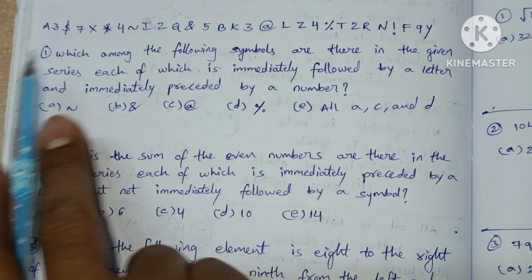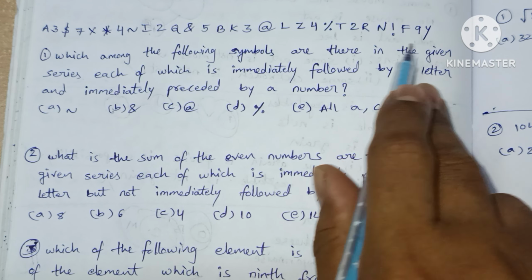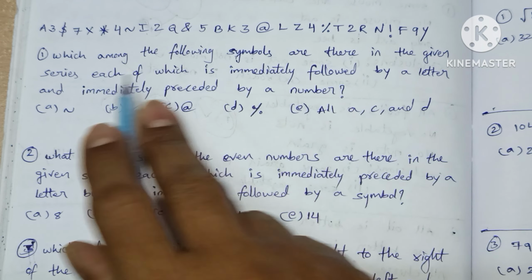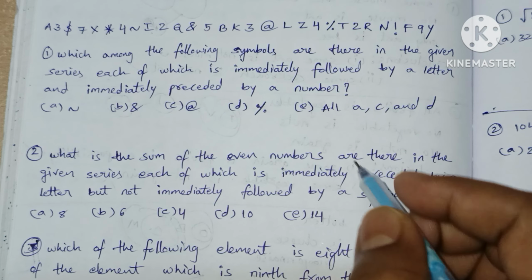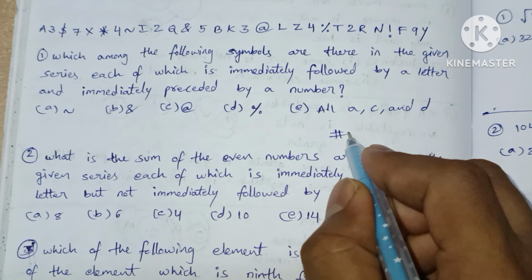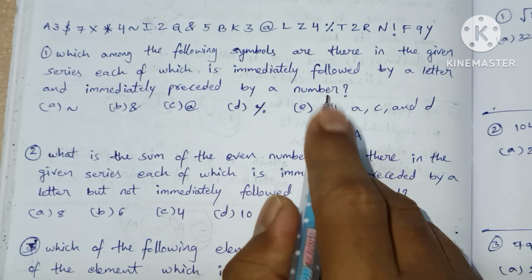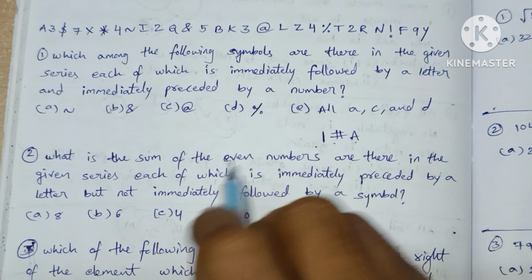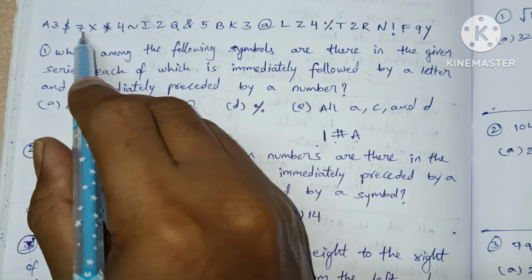Now we are going to see some miscellaneous questions in reasoning. This is an alphanumeric series. Which among the following symbols are there in the given series, each of which is immediately followed by a letter and immediately preceded by a number? So it asks about a symbol before which is a number, and after which is a letter.